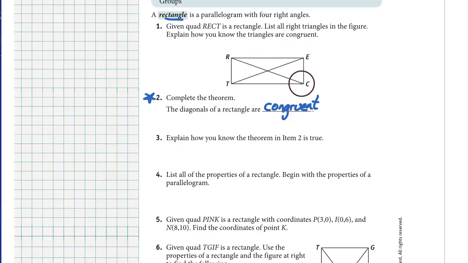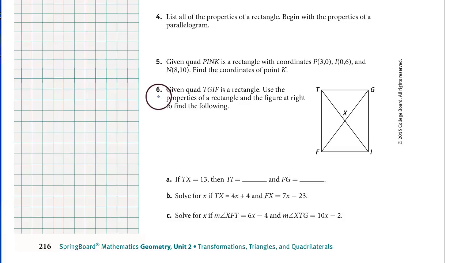For example, in the rectangle that's shown on the screen, that is equal to that, and that is equal to that. So this dot right here is the midpoint of both diagonals. These kinds of theorems allow us to solve problems involving rectangles. Here's an example problem, number 6. Given quadrilateral TGIF is a rectangle. So we're told that this is a rectangle. So every theorem that we know about rectangles could be used to solve problems about this.